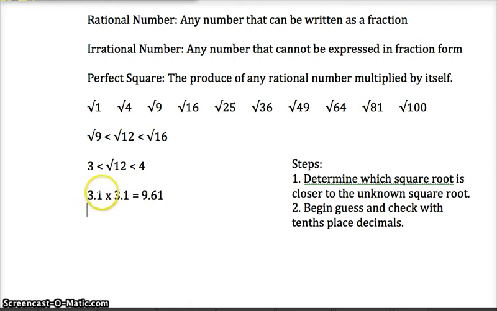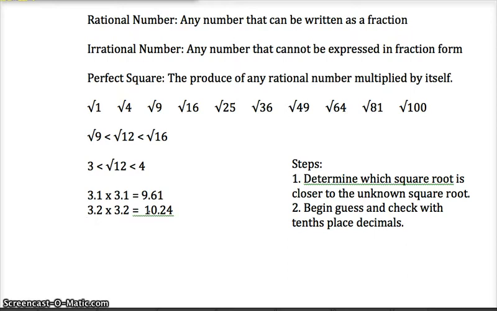The next highest tenths place is not 3.1, it's 3.2. So we'll do 3.2 times 3.2 to see what we get. Go ahead and do that now. When you get it, go ahead and enter it right here. You should get 10.24. All right, so we're moving up. We're closer to the square root of 12, but we're not quite there.